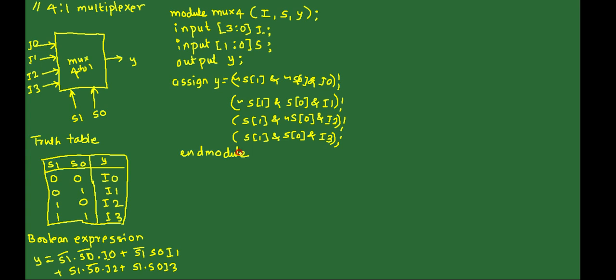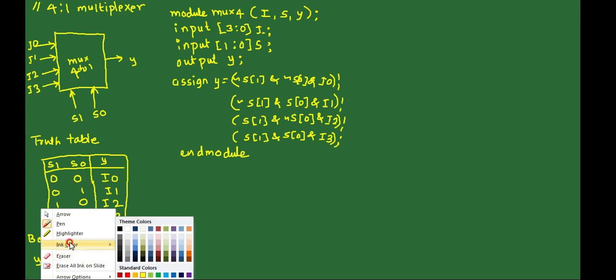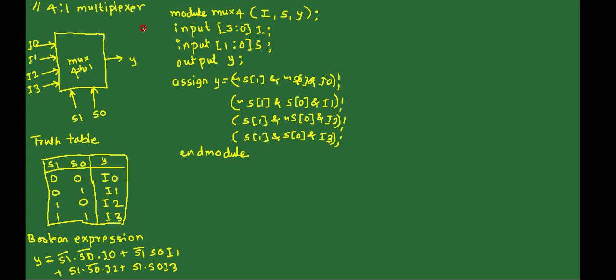We have written data flow style of description. This is data flow style description. For the same example, we'll try to write behavioral style of description.